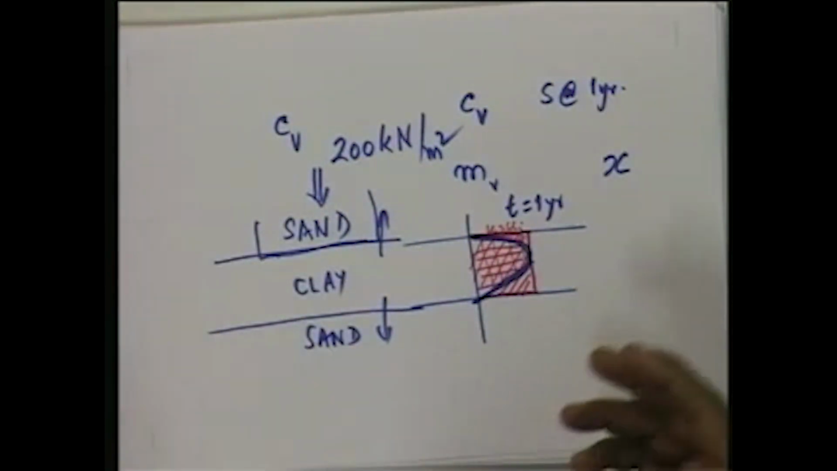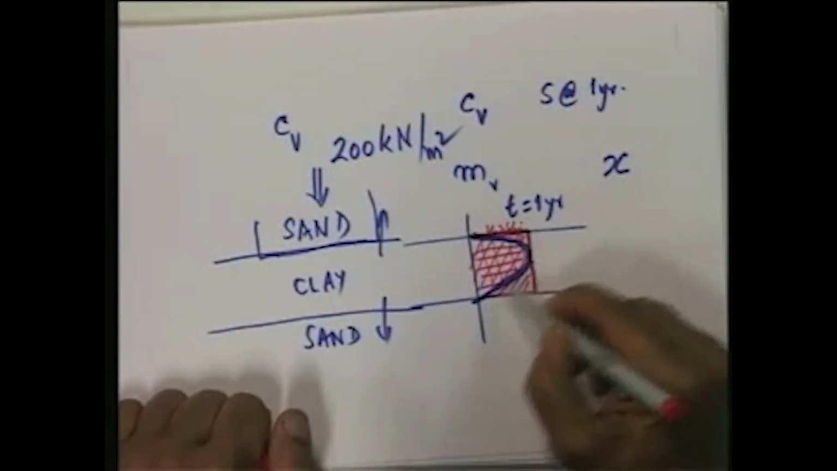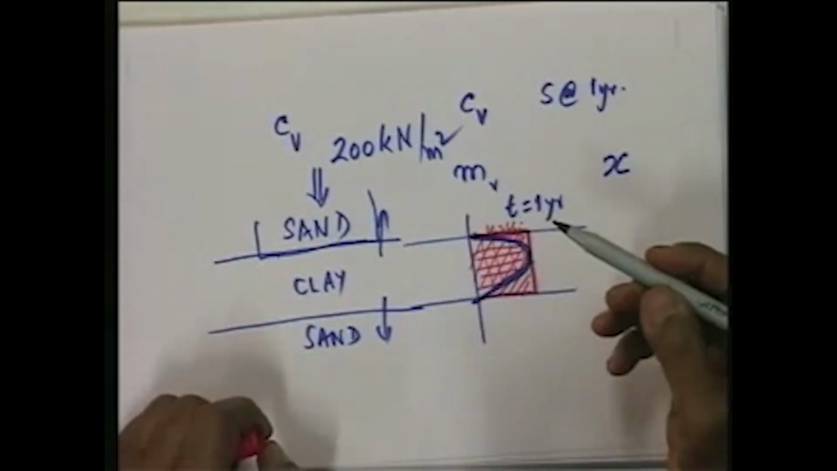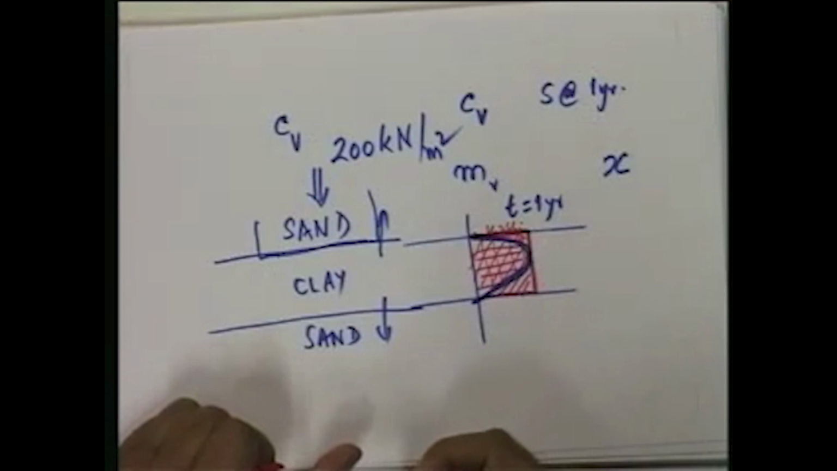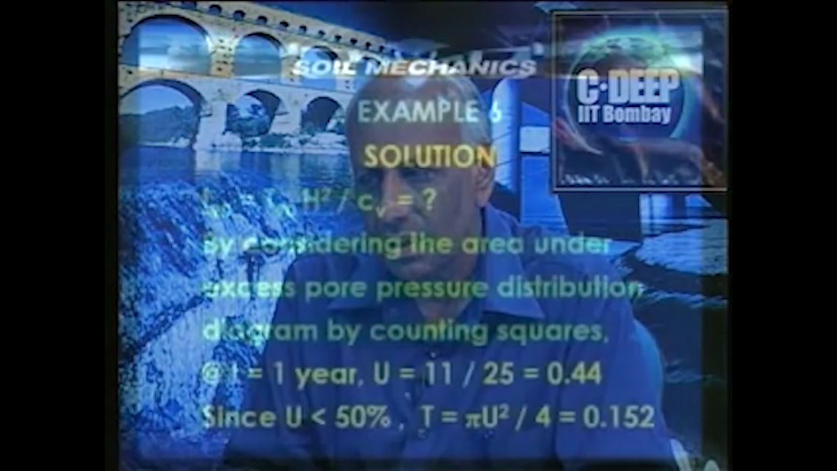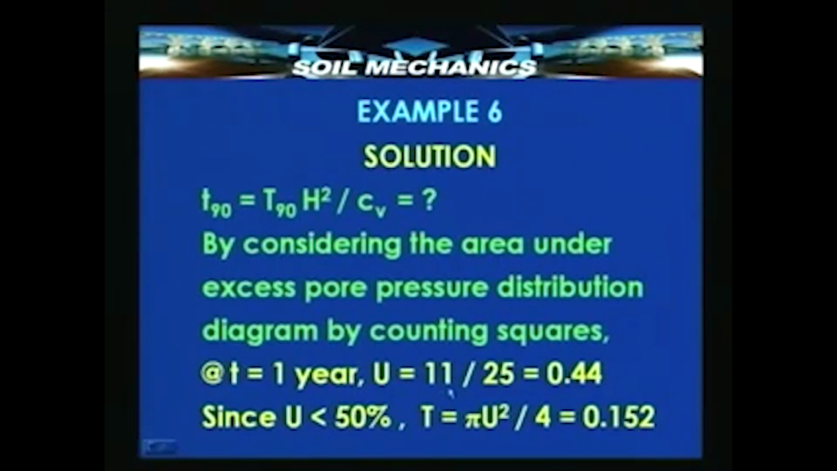That will indicate the degree of consolidation. Actually, the area between the two lines, this red line and the blue line, is the one which represents the degree of consolidation in terms of the pore pressure that has been dissipated. So, if you count the small squares between the two curves, that will give us the degree of consolidation that has already taken place.